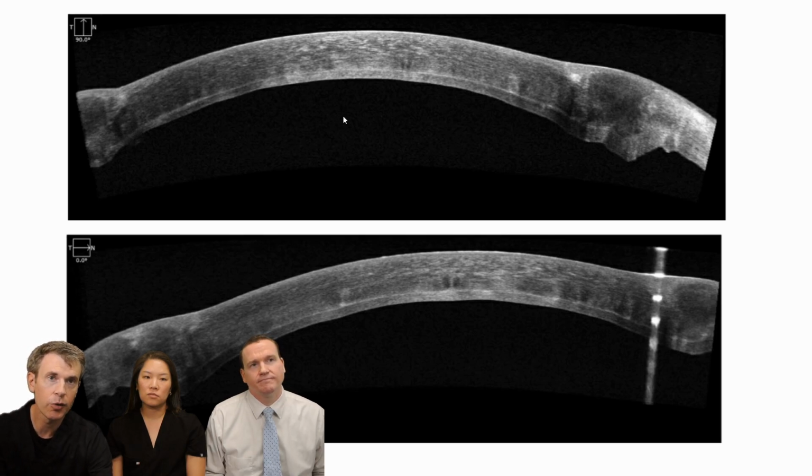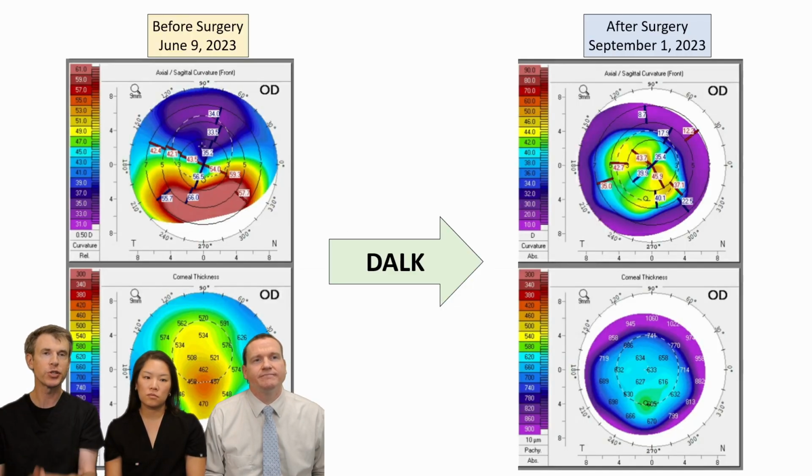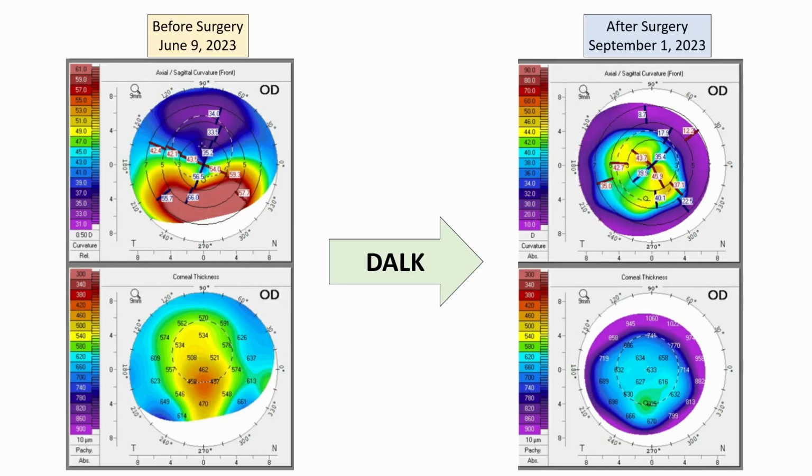Overall, if there's less than 100 microns tissue back here, you tend to get a similar outcome as with a PK. This is obviously a little bit more, so we're still waiting to see if this patient will have enough of an improvement or if they need a repeat full thickness transplant. So OCT extremely helpful to assess how much tissue was left behind. And there you can see before DALK, that inferior steepening, post-DALK, a much more regular looking corneal surface as far as the shape is concerned.